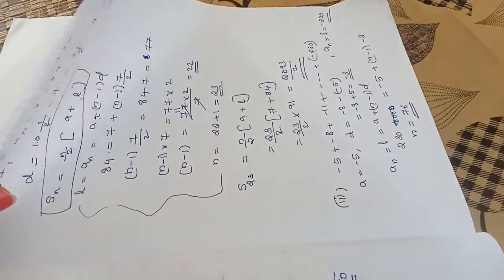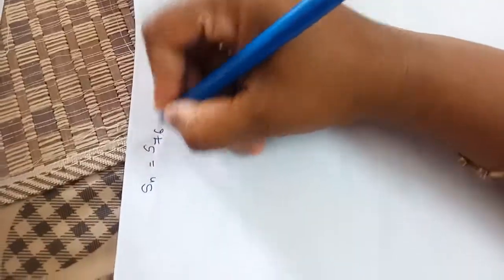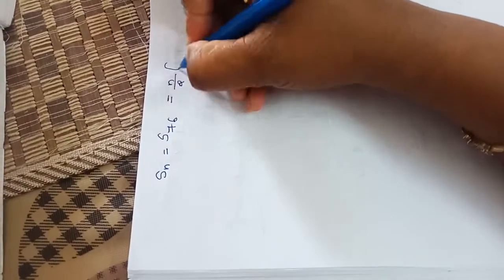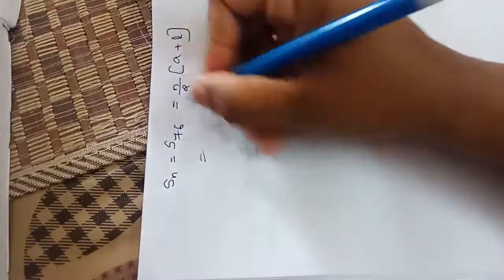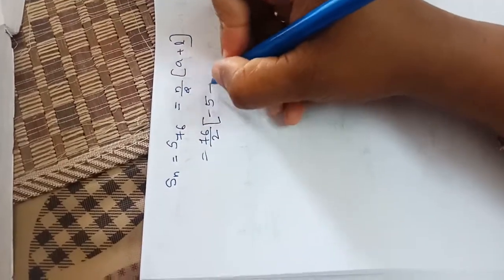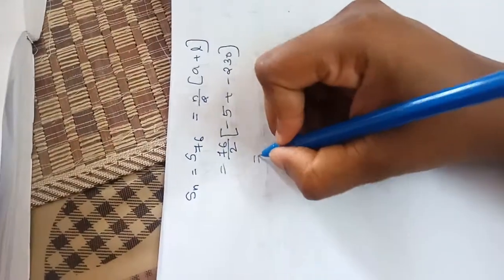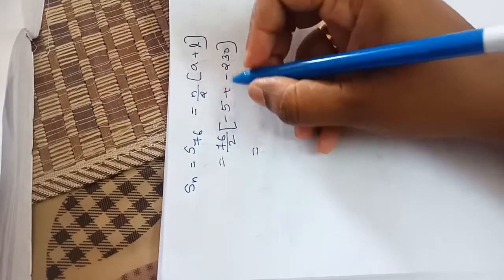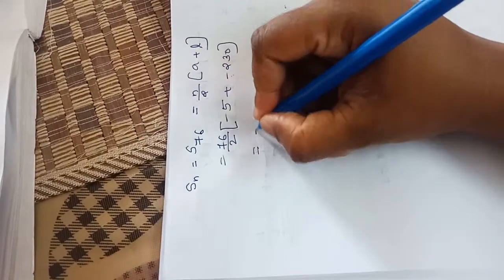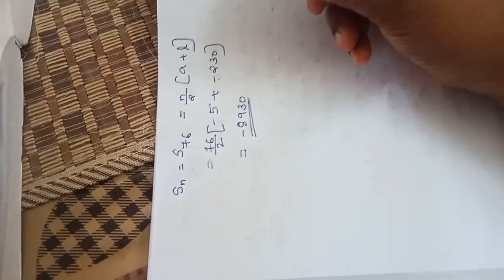After getting the value of n, substitute all the values in the given equation for Sn. The value of n is equal to 76. So S76 we are going to calculate, which is equal to n by 2 into a plus L. So n is equal to 76. 76 divided by 2 into the value of a, which is minus 5, plus the value of L, which means an, equal to minus 230. So we will get 76 by 2 into this answer. The final answer should be minus 8930. This will be the sum of all the terms. Okay.